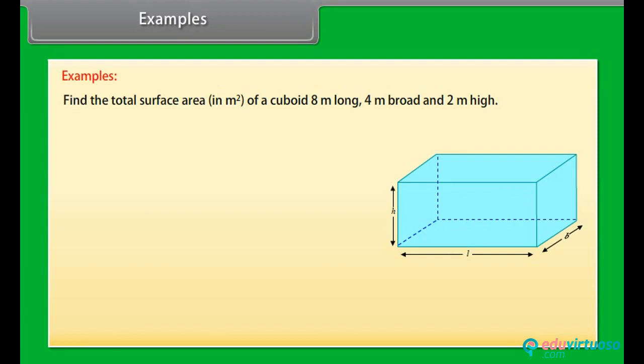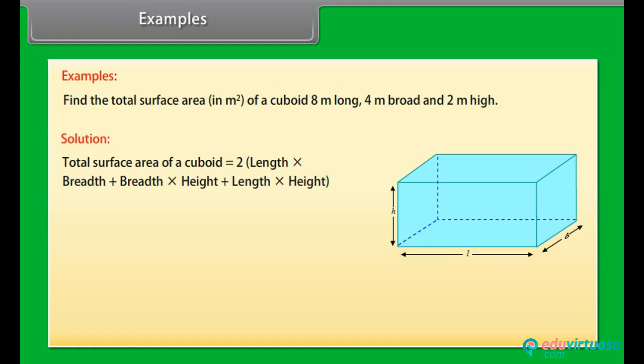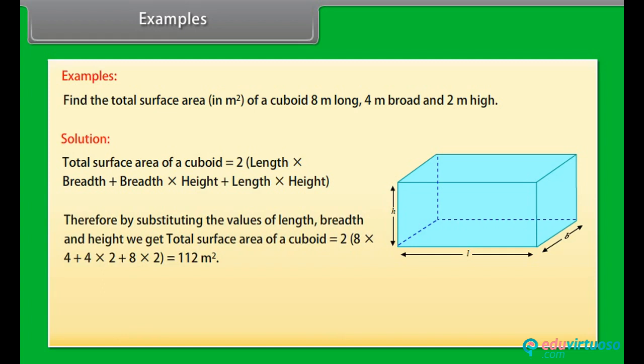Example. Let us solve some examples now. Find the total surface area in meters square of a cuboid 8 meter long, 4 meter broad and 2 meter high. Solution. We know that the total surface area of a cuboid is equal to 2 into (length into breadth plus breadth into height plus length into height). Therefore, by substituting the values of length, breadth and height, we get total surface area of a cuboid, which is equal to 2 into (8 into 4 plus 4 into 2 plus 8 into 2), which is equal to 112 meters square.